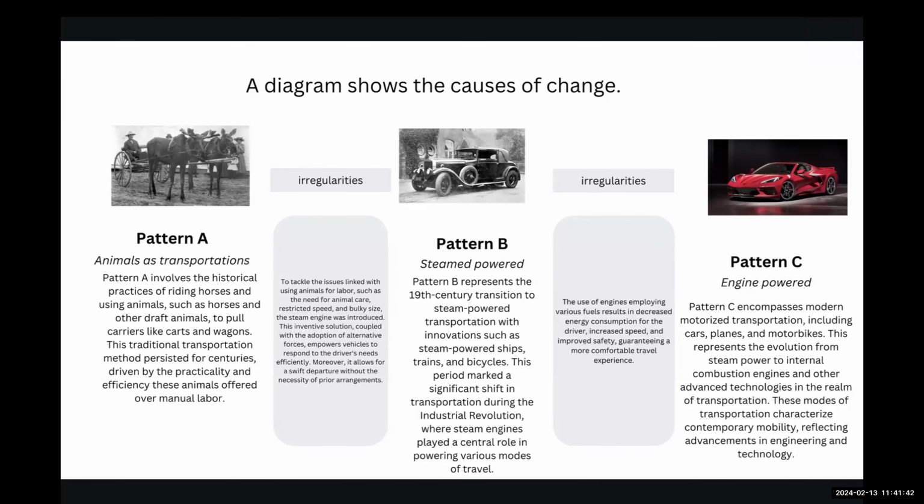Thank you, Francisco, for your presentation. I think you provide clear irregularities and categorize the pattern clearly.